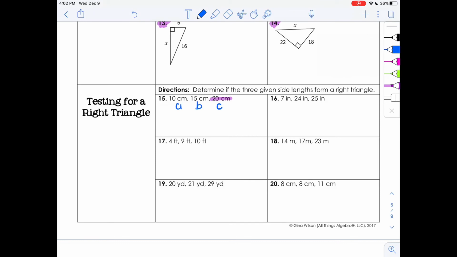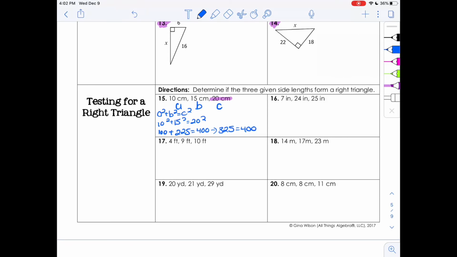So to test it, to see if it's a right triangle, I'm going to plug it into A squared plus B squared equals C squared. So that's 10 squared plus 15 squared equals 20 squared. I know that 10 squared is 100. Plus, I know 15 squared is 225 equals 20 squared. You can multiply it out or you can put that in a calculator. 20 times 20 is 400. Then, I know 100 plus 225 is 325 equals 400.